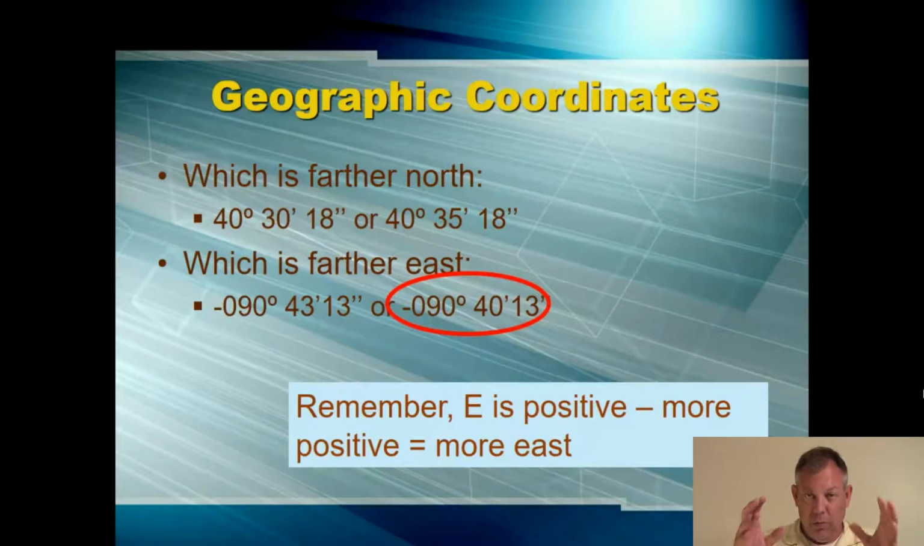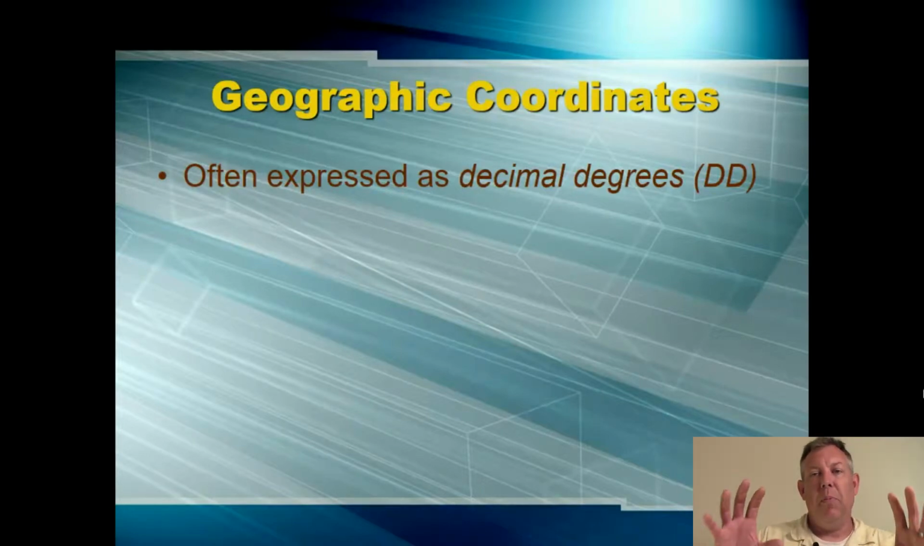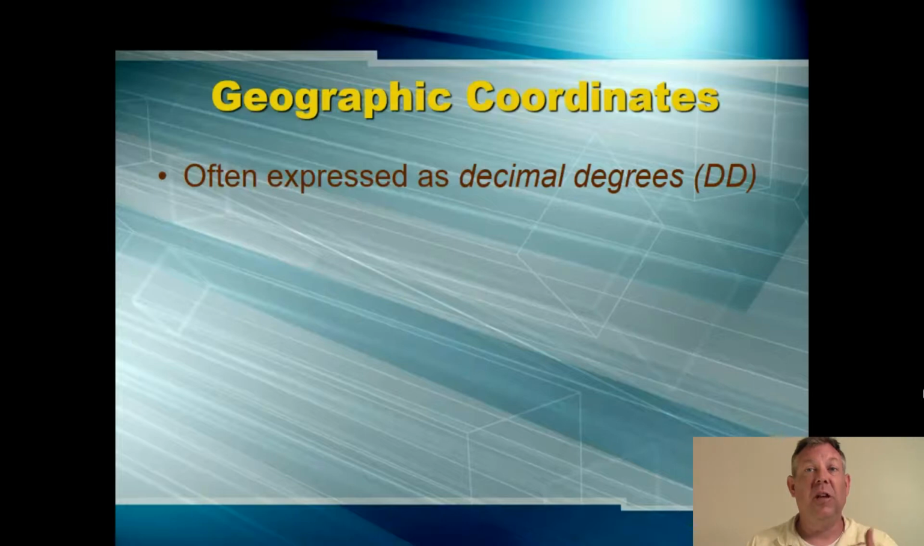Okay, I just want you to be comfortable with these, and if I give you a set of coordinates, I want you to be able to figure out which one is more east, which one is more north, and so on. It just helps you understand how the system works. Okay. Now, another way that we can report coordinates in the GCS is as decimal degrees. All right, so it's the same coordinates, it's just a different way of reporting them.